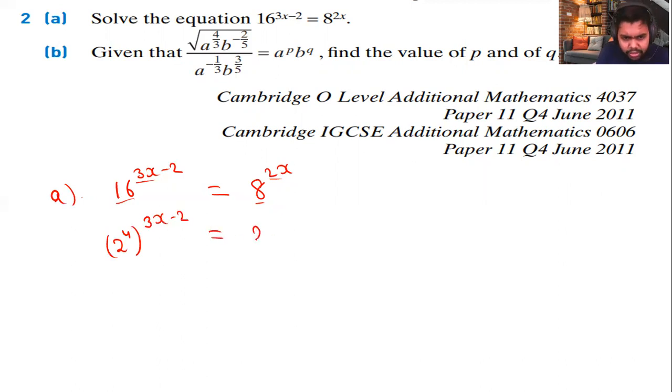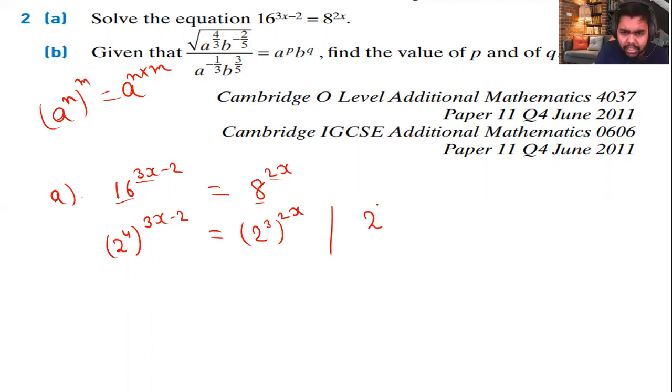8 could be written as 2 to the power 3, and the whole thing is to the power 2x. Right now I told you a property: if there is a to the power n and m like that, the powers are simply multiplied together. So I am also going to multiply them. Next step, try to understand. I would be writing 2 to the power of 4 multiplied by 3x minus 2, and it would be equal to 2 to the power of 3 multiplied by 2x.